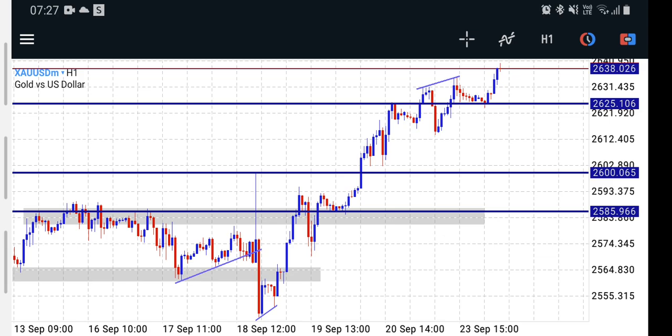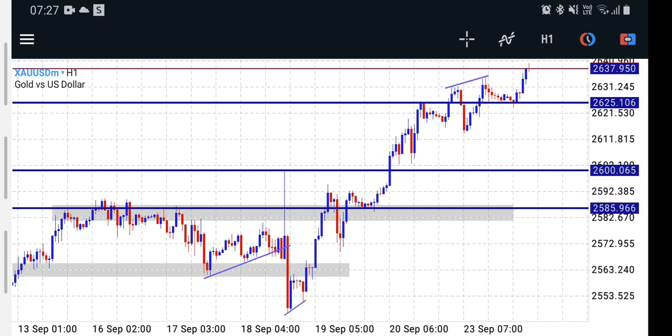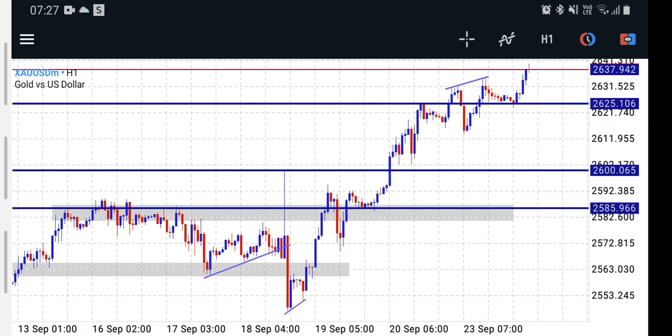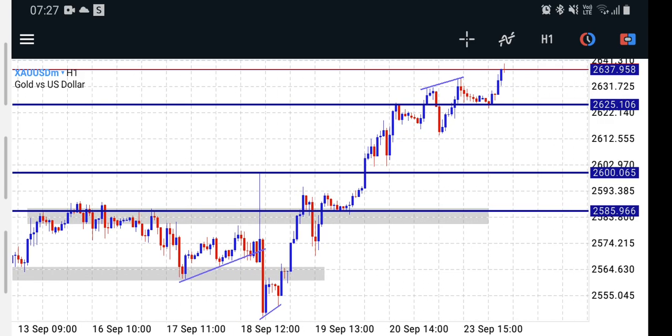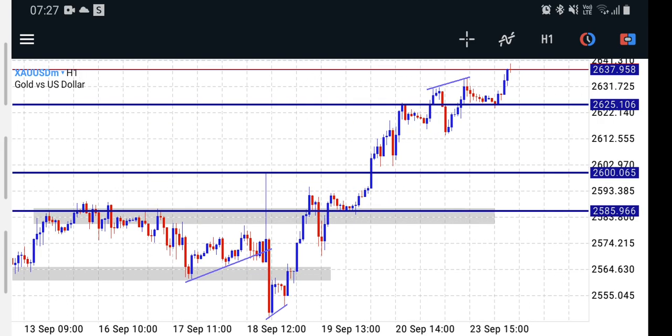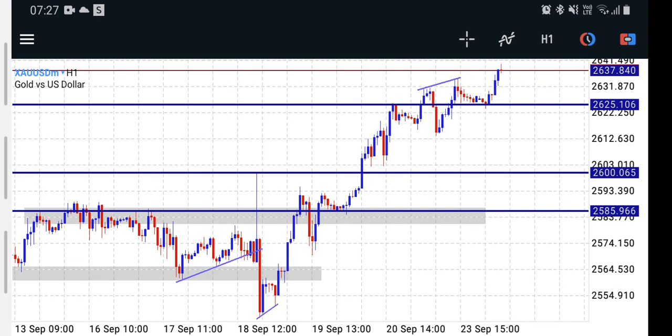Jumping straight to it, we're looking at gold on the 1 hour time frame. Without wasting any time, we see that gold is on a bullish streak, right? And one thing I just want to show y'all.